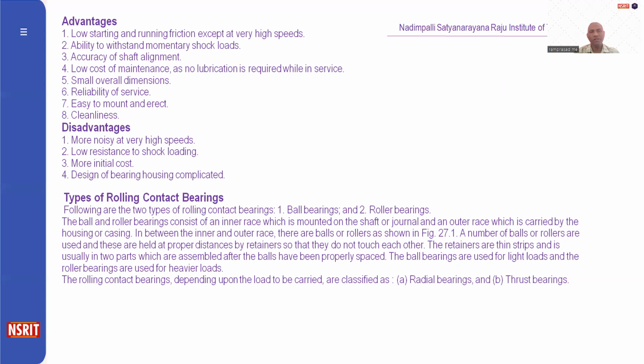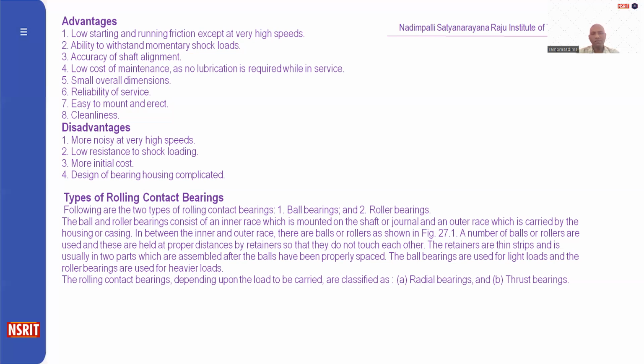The ball and roller bearing consists of an inner race which is mounted on the shaft or a journal, and an outer race which is carried by the housing or casing. In between the inner and outer race, there are balls or rollers. A number of balls or rollers are used, and these are held at proper distance by retainers so that they do not touch each other. The retainers are thin strips and usually in two parts, which are assembled after the balls have been properly spaced. The ball bearings are used for light loads, and the roller bearings are used for heavy loads.